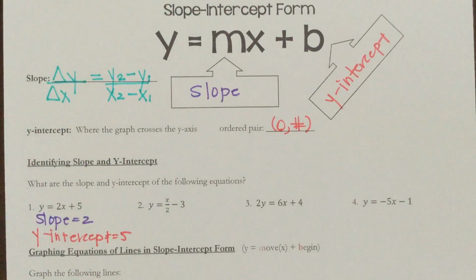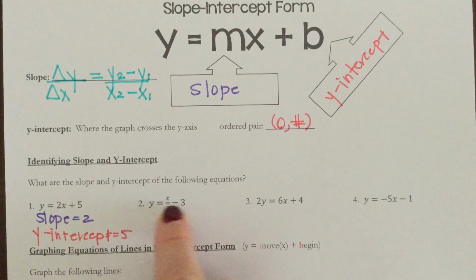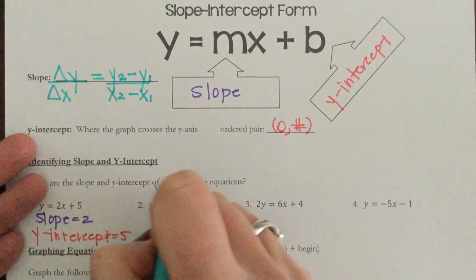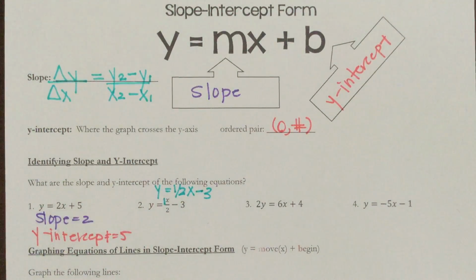My second equation is also in slope-intercept form. y equals mx plus b. We can rewrite this by understanding that there is a 1 in front of the x. y equals 1/2 x minus 3.